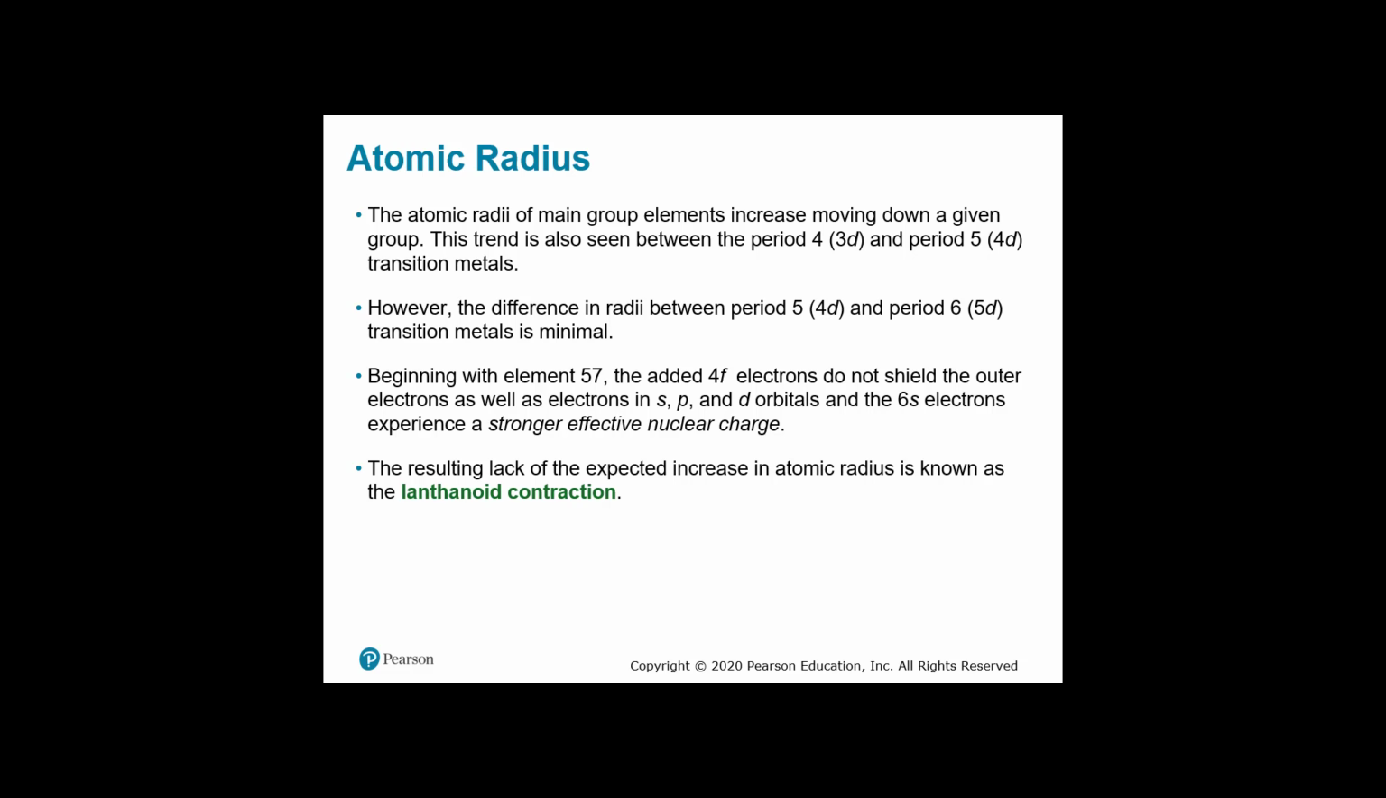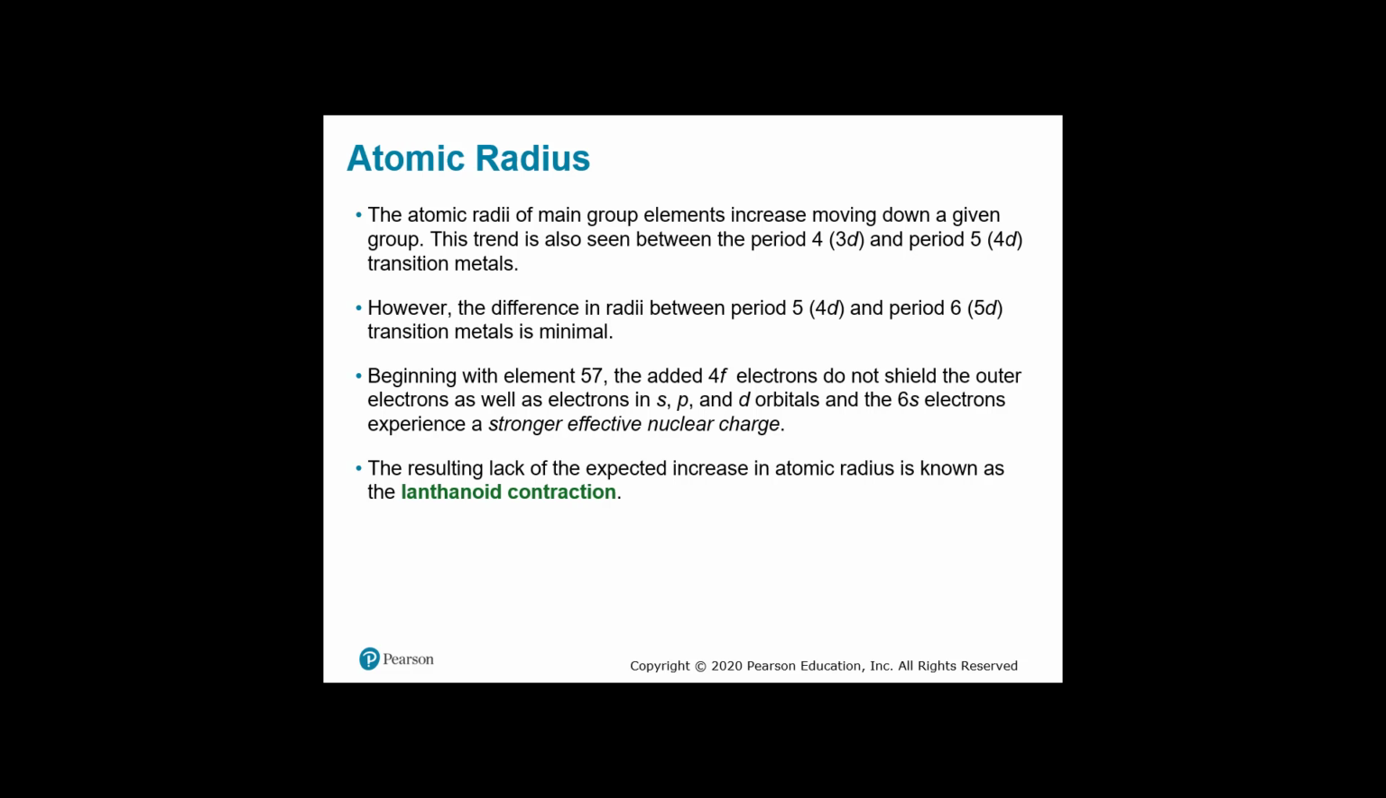Okay, so now there's also a trend when we're looking down a column. The atomic radii of main group elements, remember, increase down a given group, and this also follows with transition metals, but only in the sense of period. If we look at period 4, which is 3d, and period 5, 4d, the difference in radii between period 5, 4d, and period 6, 5d, is minimal. And the reason the radii does not change that much is similar to why the radii changed a little across the d block period.